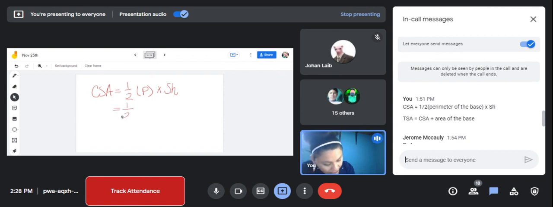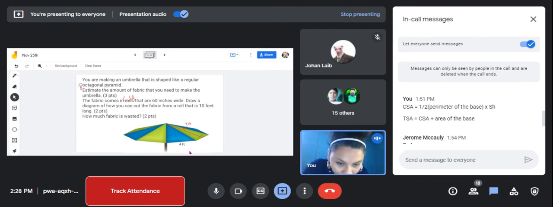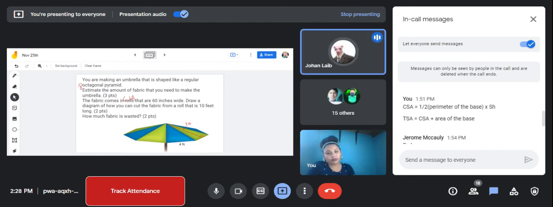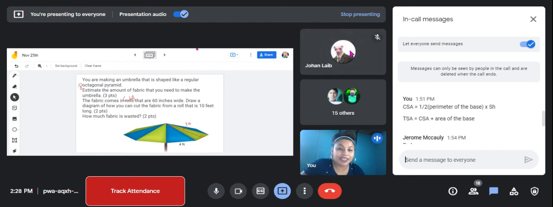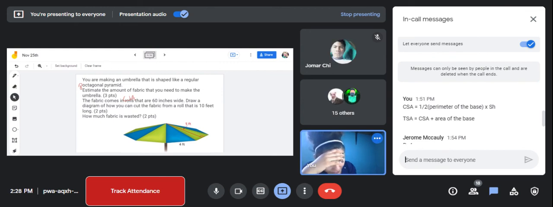Half times the perimeter. How are we going to find the perimeter of this regular octagon? 4 times 8, Miss. Very good. So what is 4 times 8? 32, Miss. 32. Very good. And what is the slant height? 5. Very good.